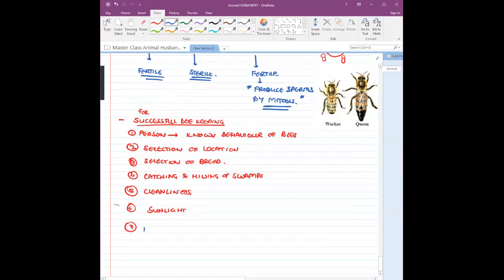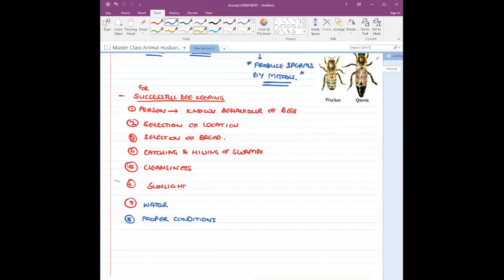So you also require a source of clean water for these bees, and apart from that, maintenance of proper atmospheric conditions. They are going to monitor these and make sure that your entire beekeeping industry is working really properly. So that's it. That is what we need to know.